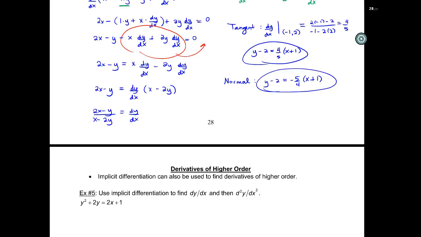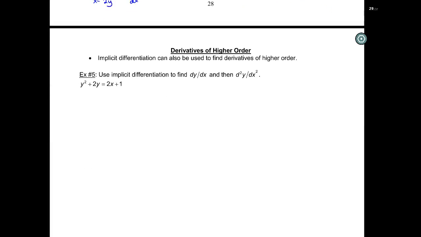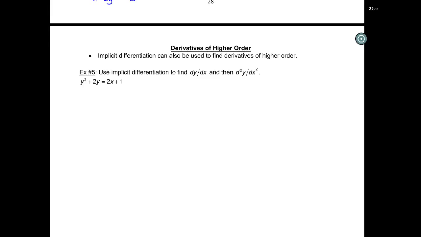So just like other derivatives where you can find the second and the third derivative, we could do that with implicit differentiation as well. So let's take this example. Let's find the first derivative, and then we're going to use that first derivative to find the second derivative. Okay. So we'll start with d dx, and don't have to worry about any product rule or anything here.